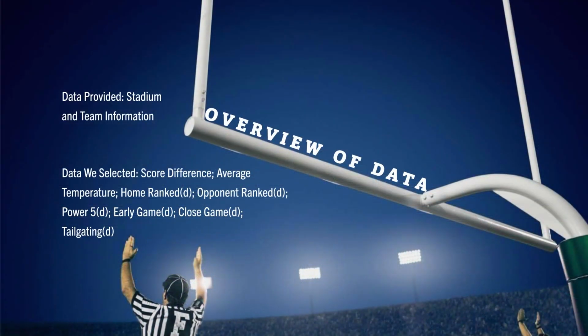The data we were provided with was different stadium and team information, and from the data we chose attendance as the most relevant variable to determining profitability. We then ran the regressions to determine which variables were actually relevant to predicting stadium attendance and found that the relevant variables were score difference, average temperature, and then we made dummy variables for whether or not the team was ranked, whether or not the opponent was ranked, whether or not they were a Power 5 team, whether or not the game was earlier in the day, whether or not the game was close, and whether or not there was tailgating.